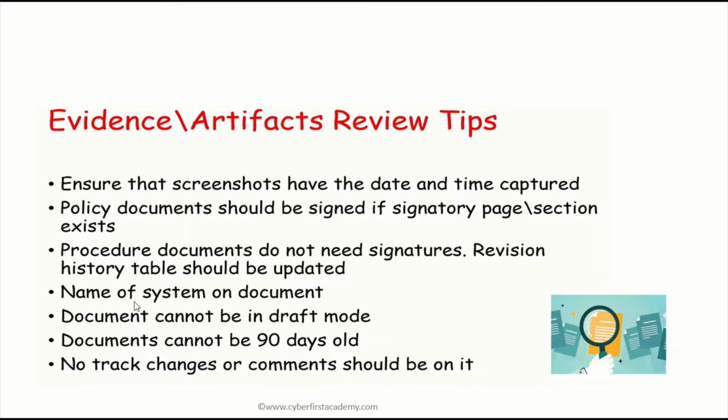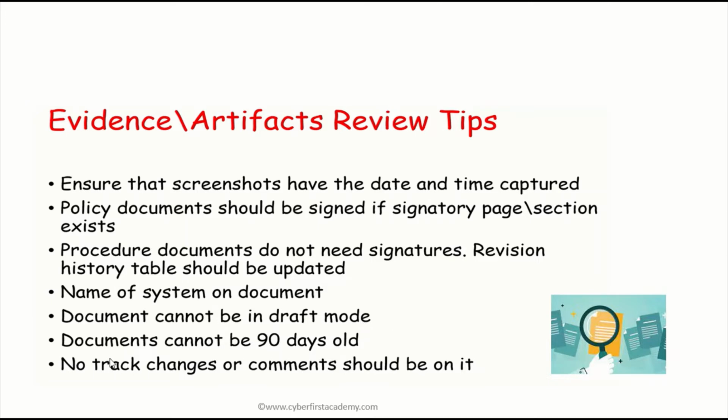Another tip for reviewing evidence is looking at the system name. Make sure that the system name is on any document that you review and on any screenshot. It could be the system name or the IP address, anything that identifies that screenshot or matches that screenshot with the system. The documents cannot be in draft mode, can't have track changes, can't have comments on there. It has to be finalized.